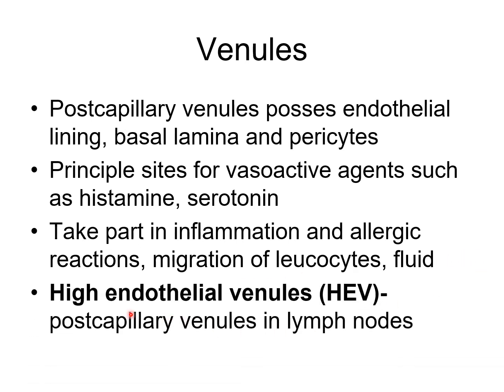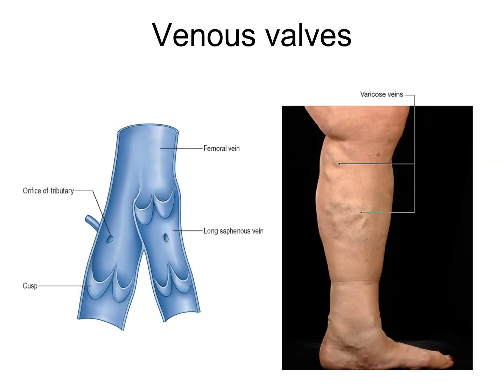There is a special type of endothelium in the venules of the lymph nodes. Those are called high endothelial venules. They are actually cuboidal epithelium. Those venules are lined by cuboidal epithelium. That's why they are called high endothelial venules.